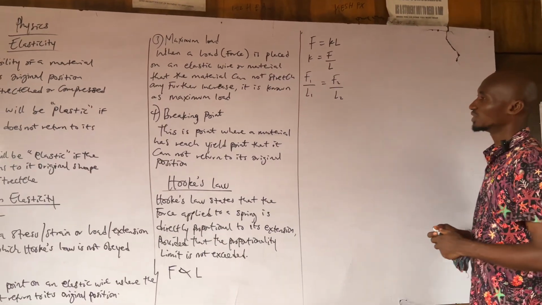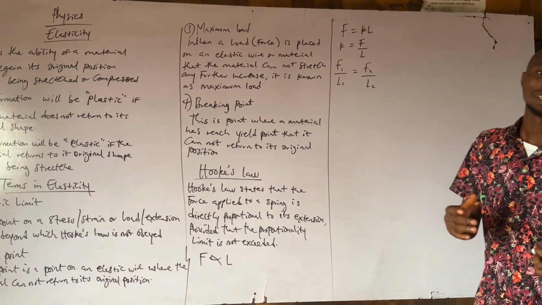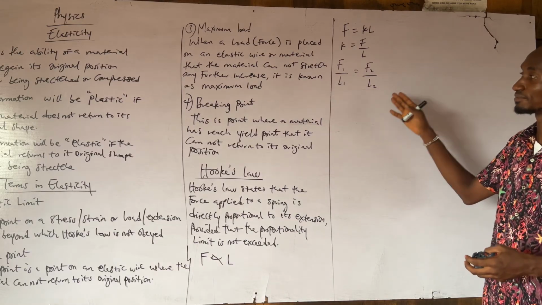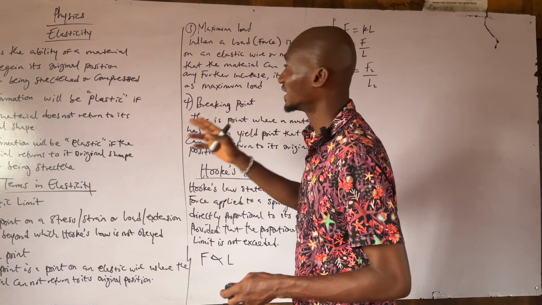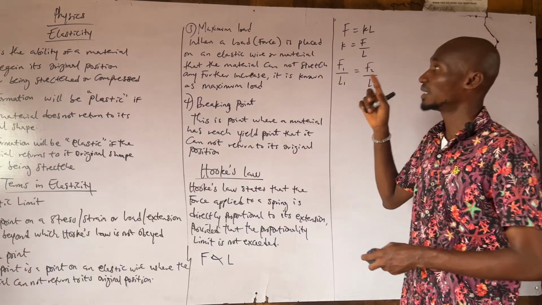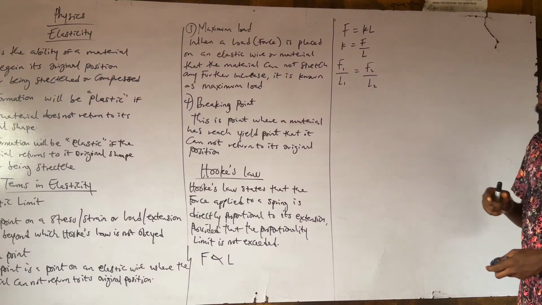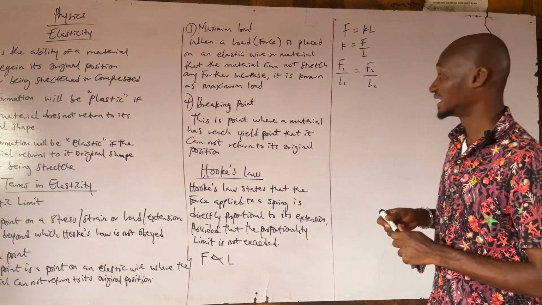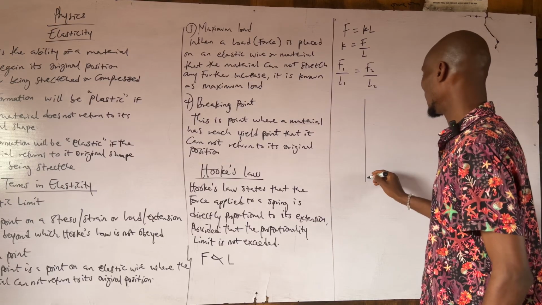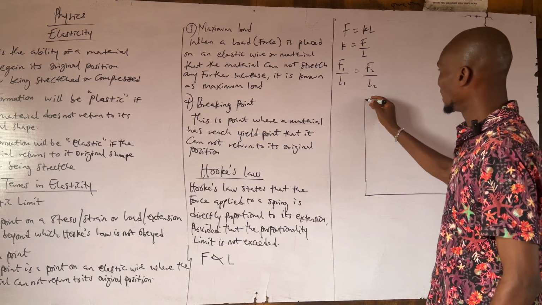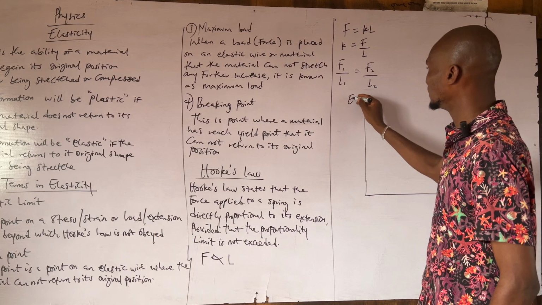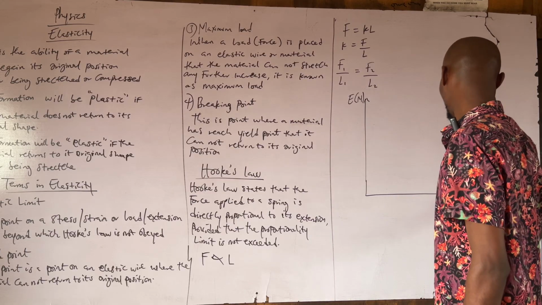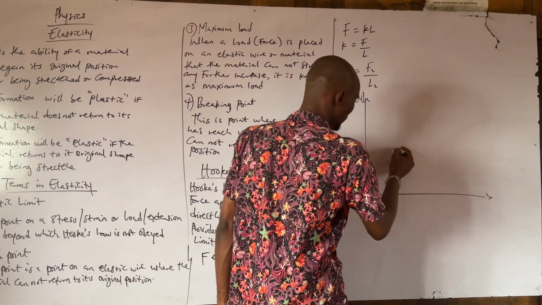After this, another thing we need to know. There are things under elasticity that we need to know. We have learned about elastic limit, yield point, maximum load, breaking point. We need to know about the graph of elasticity. And here is E, in Newton, right? So the graph goes this way.